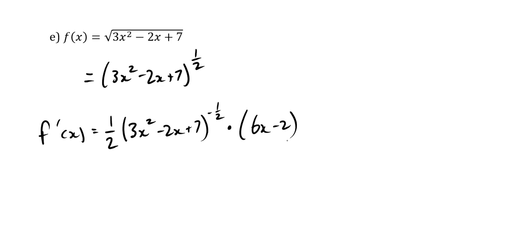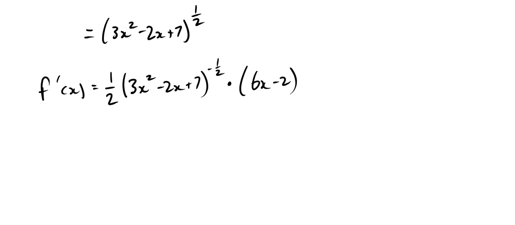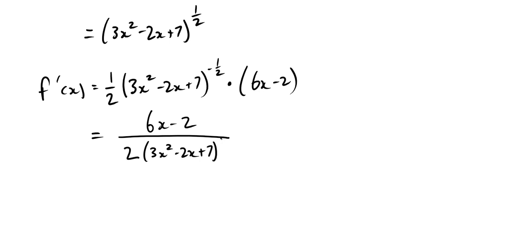Now this is one where we certainly would not leave it like this. So a negative exponent does what? Reciprocal, right? So it's going to move that part into the denominator. So if I just sort of analyze this, this is going to be in the numerator. This is going to be in the denominator. That's in a denominator. This is all multiplied together. So I'm going to get 6x minus 2 over 2 times (3x squared minus 2x plus 7) to the 1/2.